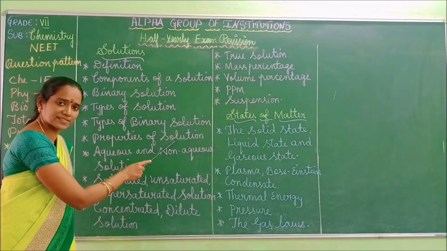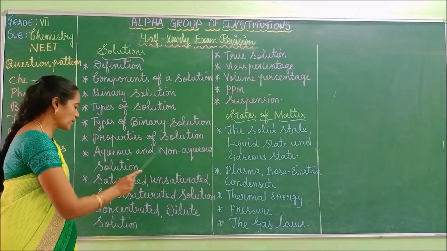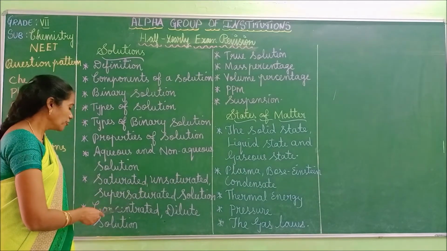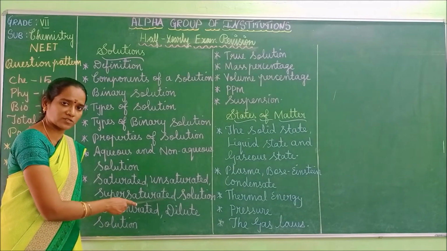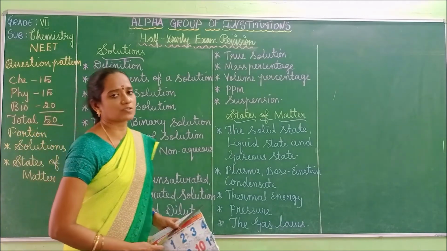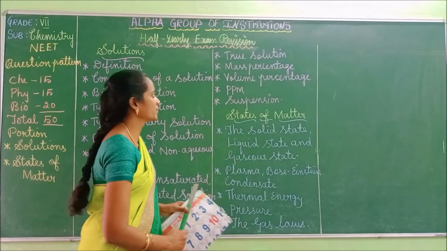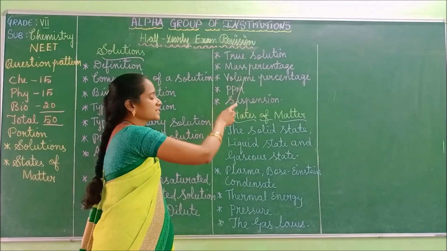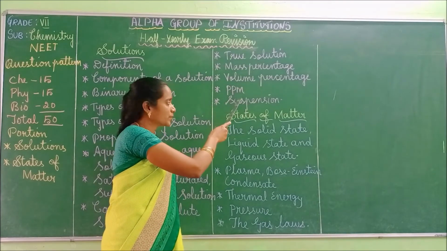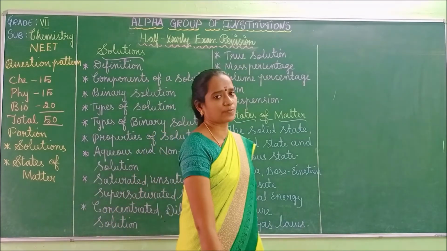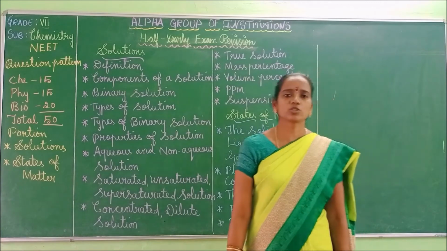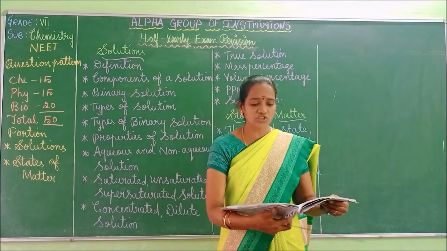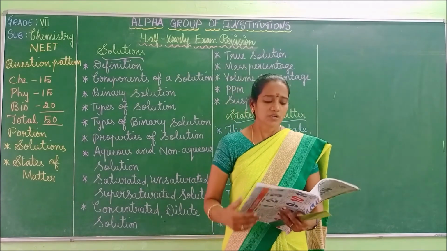Next, properties of solution. Aqueous and non-aqueous solution. Saturated, unsaturated solution, followed by supersaturated solution. Then concentrated solution and dilute solution. Next, true solution. Mass percentage, mole percentage, ppm, that is parts per million. Finally, suspension. All these parts you have to cover. Now take your book, take the solution lesson, first page.